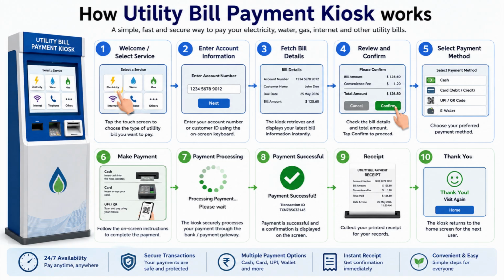After that, the kiosk prints a receipt. The receipt includes the account number, bill amount, convenience fee, total paid amount, date, time, and transaction ID. The user should collect and keep this receipt as proof of payment. Finally, the kiosk returns to the home screen and becomes ready for the next customer.